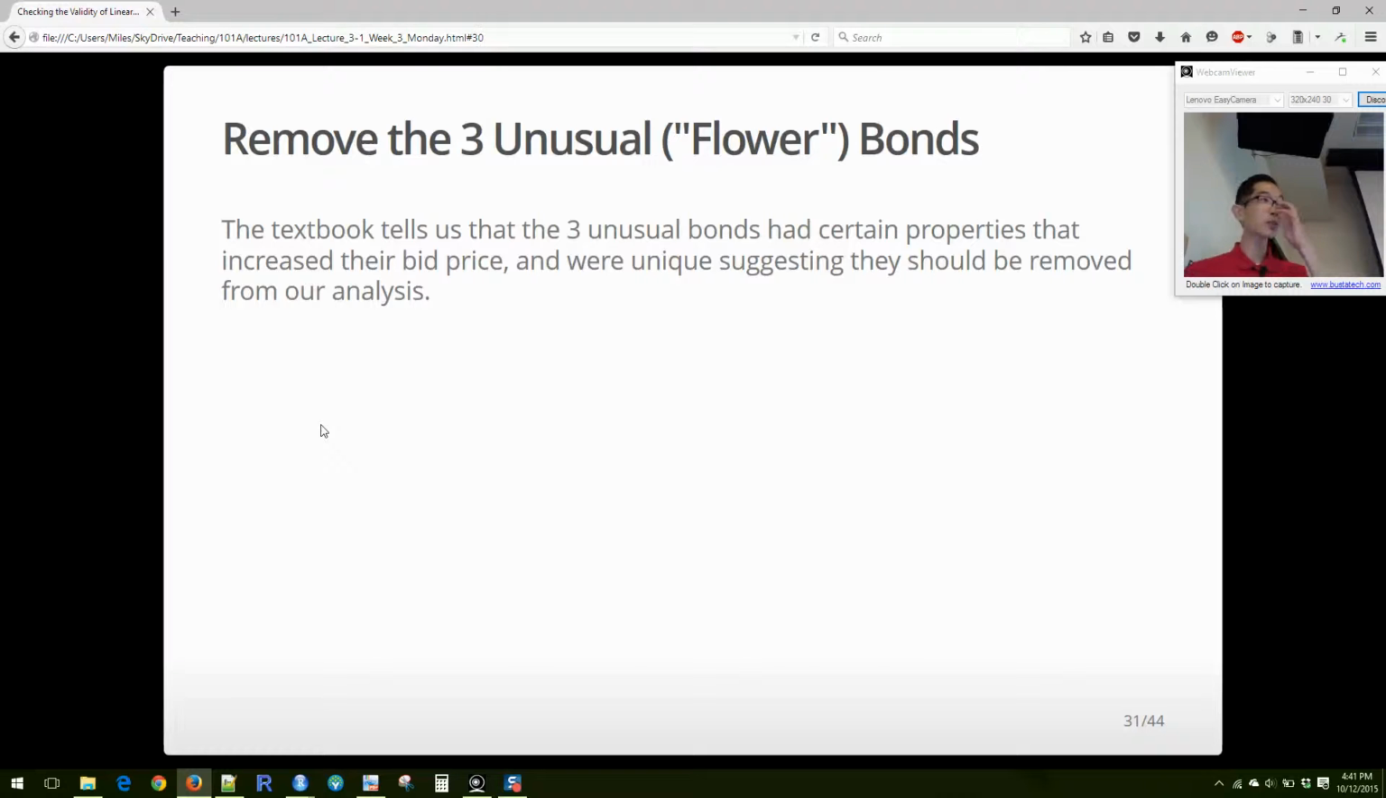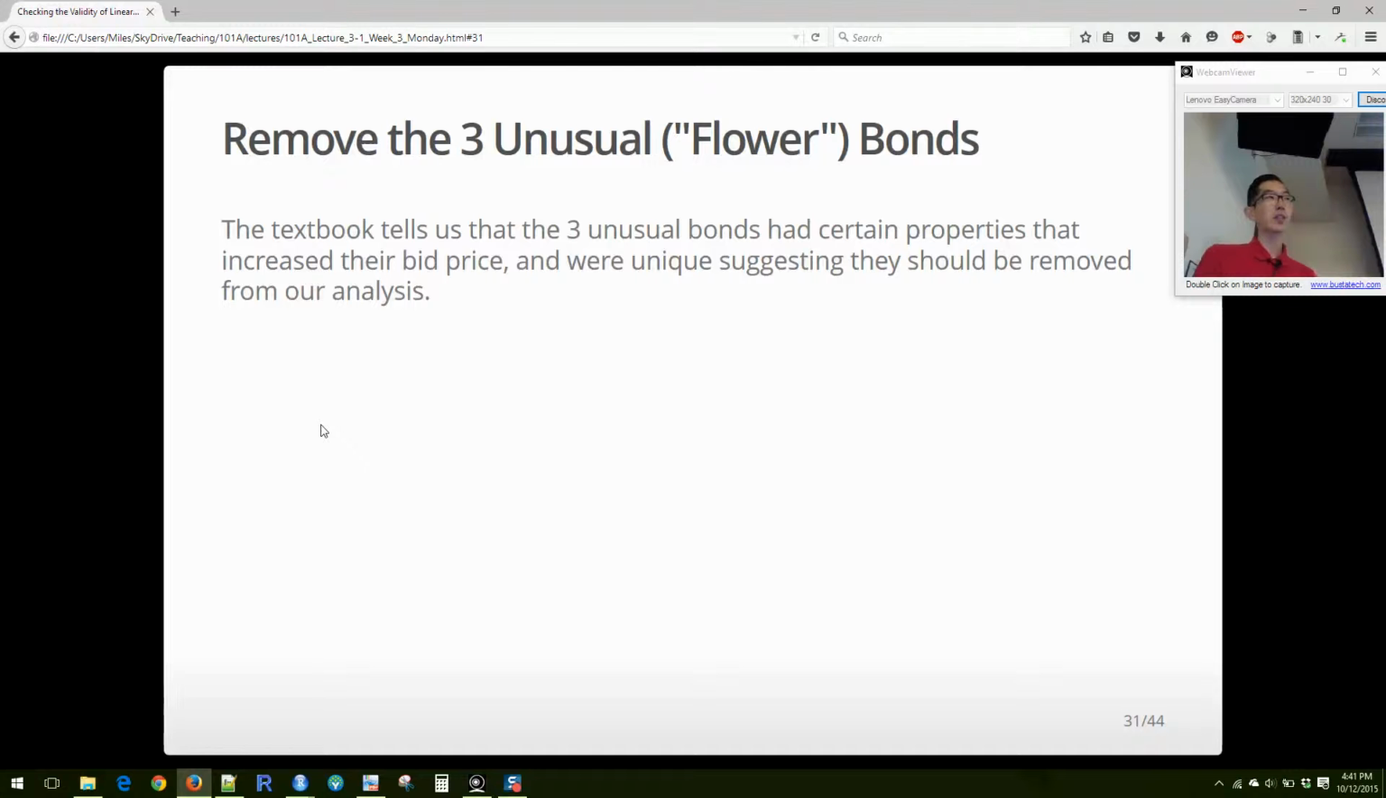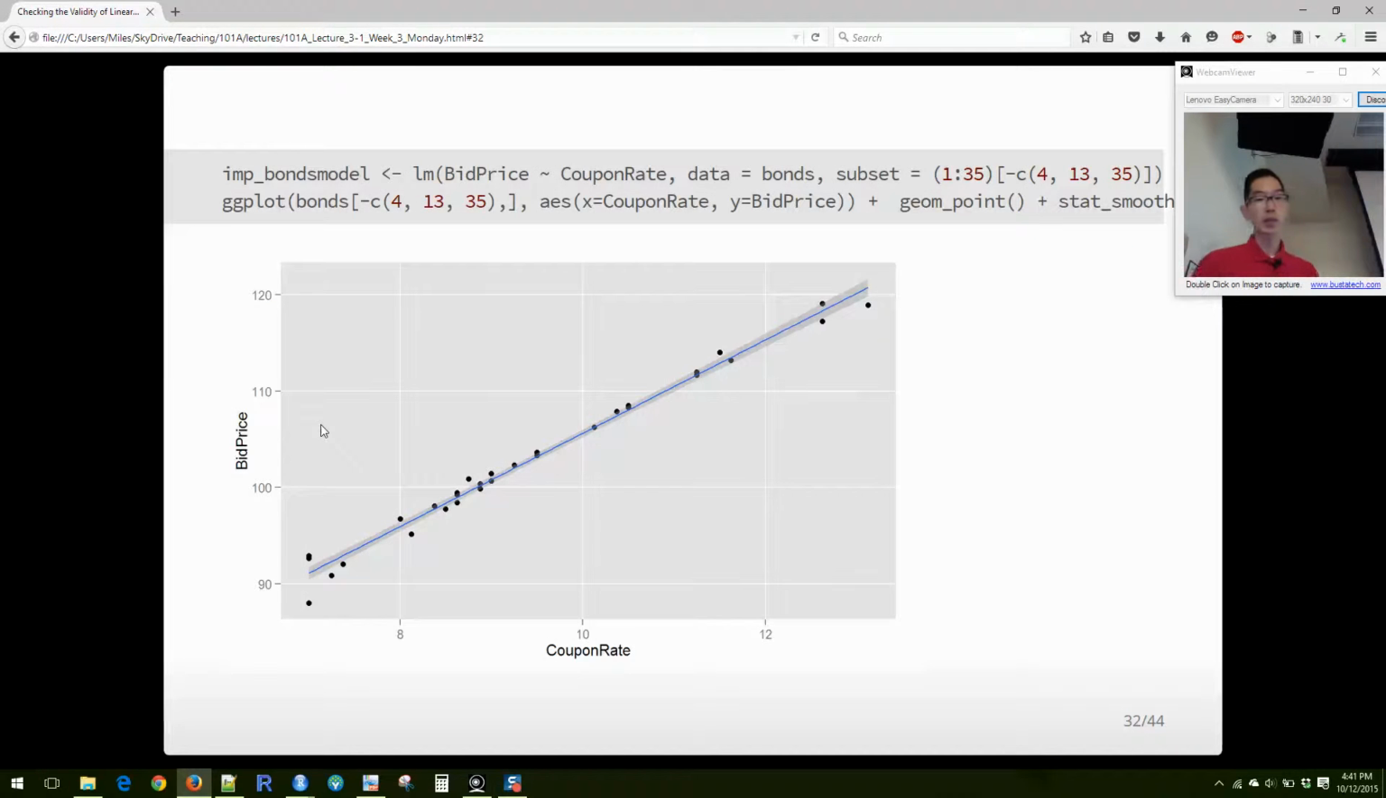Looking at the data file, we have no idea what's going on, but the textbook reveals that these three bonds are unusual because they're called flower bonds, and they had certain tax advantages which made people want to pay more for them despite the coupon rate being low. So they are quite unusual compared to the rest of our data, and we would be justified in removing these from our analysis and fitting a model that fits the bulk of our data. So we do that, and when we do, this looks a lot better. We got rid of those three points. This looks pretty good.